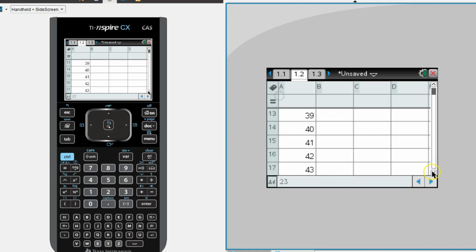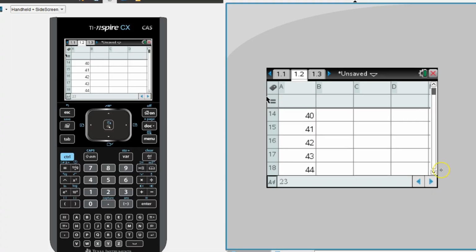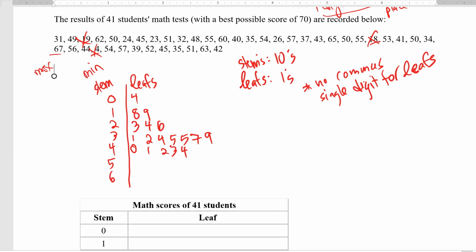I've got 40, 41, 42, 43, 44. So 1, 0, 1, 2, 3, 4. How would I put 40? Well, that's 4 10s and 0 1s. 1, 2, 3, 4. Let's see if there's more of those. Yes. 2 45s, a 48 and a 49. And now we're in the 50s.